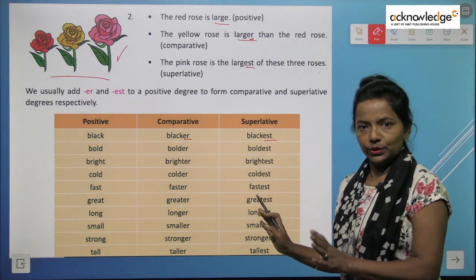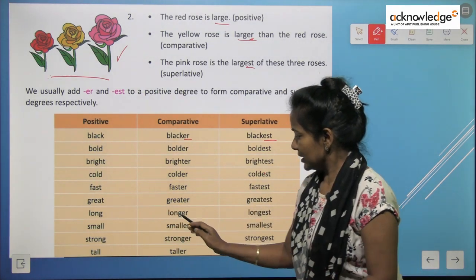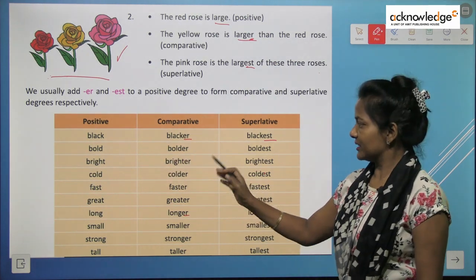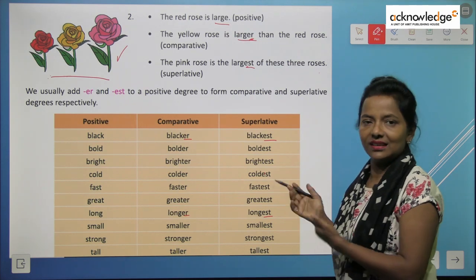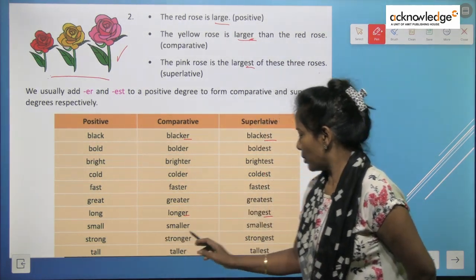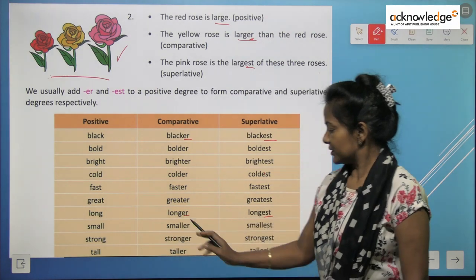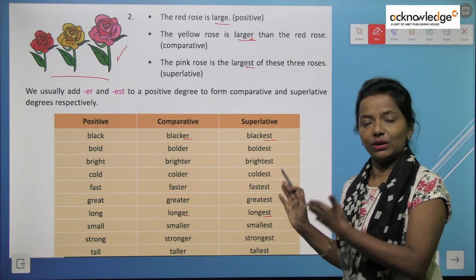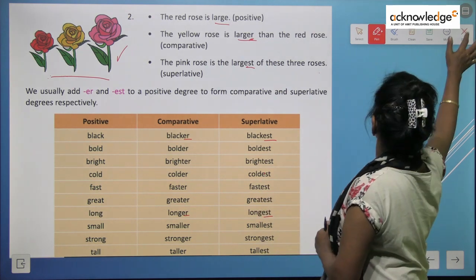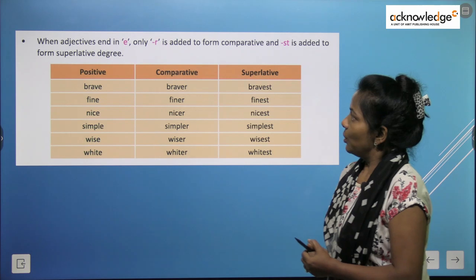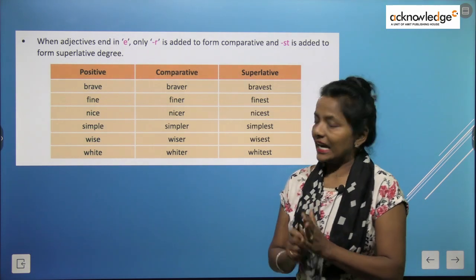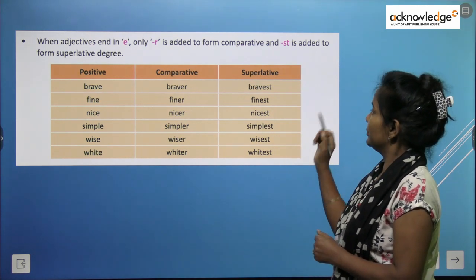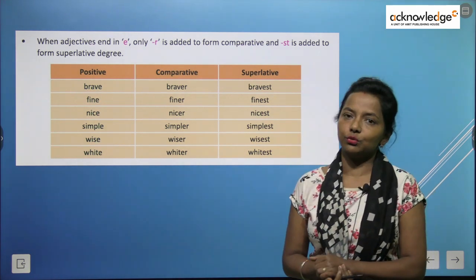आर यू एबल टू सी द डिफरेंस? लॉन्ग, ER आ गया उसके बाद EST लग गया. पॉजिटिव में नो चेंज, कंपैरेटिव में ER एंड सुपरलेटिव में EST. स्मॉल, स्मॉलर, स्मॉलेस्ट. स्ट्रॉन्ग, स्ट्रॉन्गर, स्ट्रॉन्गेस्ट. टॉल, टॉलर, टॉलेस्ट. So these are the 3 degrees of comparison. Now let's see what, when adjectives end in E, only R is added to form comparative and ST is added to form superlative degree.